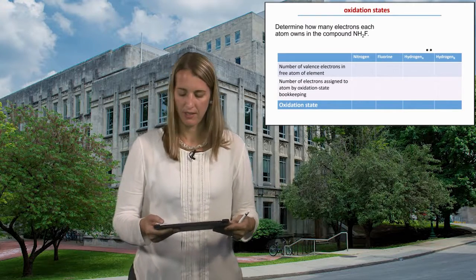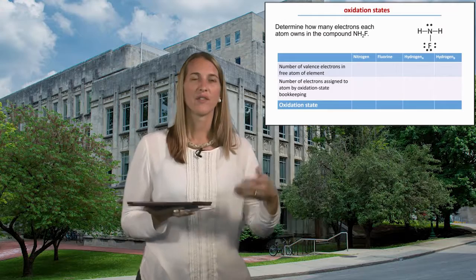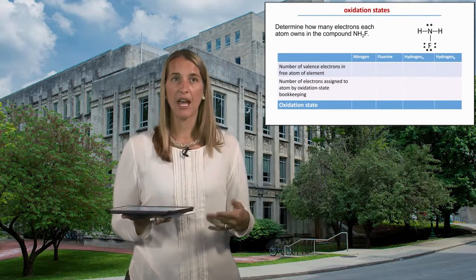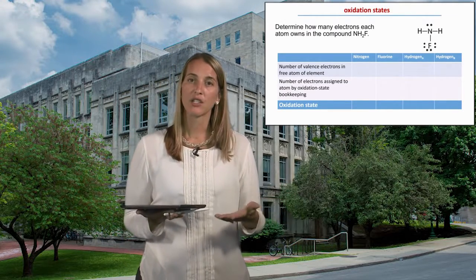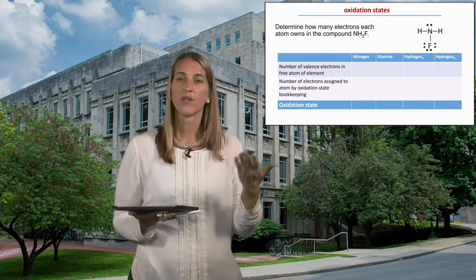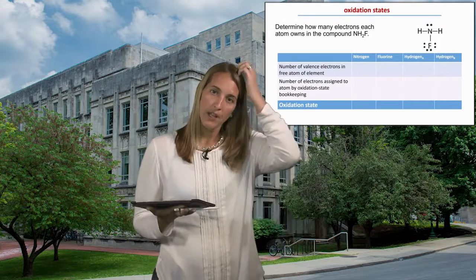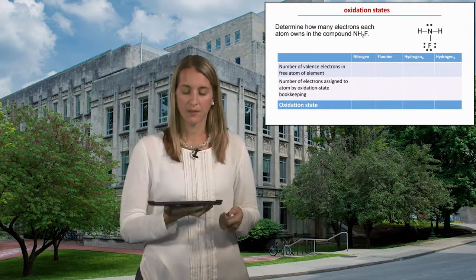For that compound, I have another compound showing up here, NH2F. Let's go through this bookkeeping method again to figure out what is the oxidation state or oxidation number for the nitrogen, hydrogen, and fluorine. Using those rules, first think of valence electrons. Nitrogen comes in with 5.